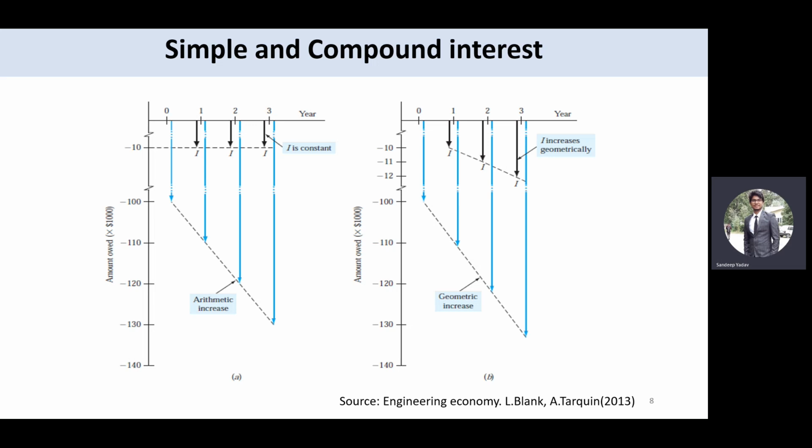So we can see from year 0 there will be no interest. From year 1 there will be interest I, year 2 interest will be I, year 3 interest will be I. So I is constant, and it is getting an arithmetic increase in order. Simply, for 1 lakh we are getting 1,10,000, 1,20,000, 1,30,000, 1,40,000. So if we draw that graphically, we get an arithmetic increase. This is for simple interest.